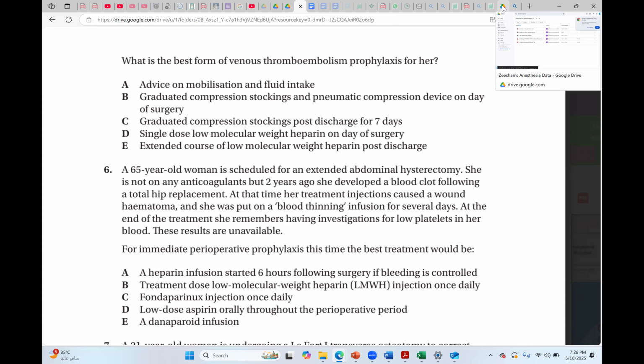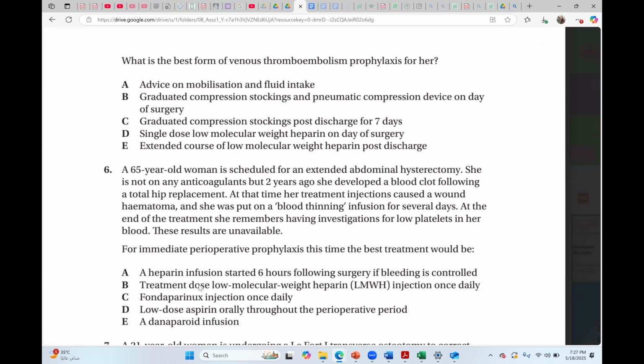Okay. So there are certain medications which you cannot give if the patient has HIT. So you cannot give Clexane, you cannot give heparin. Okay. So there will be some alternatives that are fondaparinux or lepirudin. So these are two medications which they are using. Okay. So let's see what they have. So for immediate perioperative prophylaxis, this time the best treatment would be a heparin infusion.